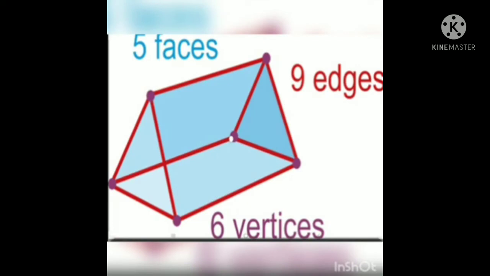Now this is a triangular prism. How many faces does it have? 1 here, 2 here, 3, 4, and on the other side 5 faces. Now edges: 1, 2, 3, 4, 5, 6, 7, 8, 9. So 9 edges. Now how many vertices? 1, 2, 3, 4, 5, 6. So 6 vertices are there. In this way we can calculate the vertices and edges.